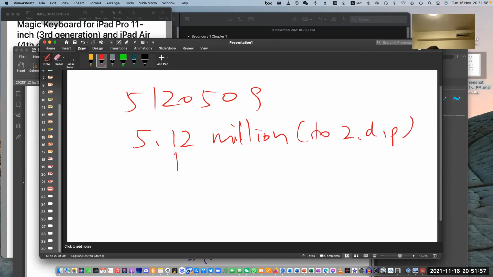Why? Can you not see? This is my first, this is my second, and then the third is 0, so I round down. So this is 2 decimal places. Okay, if you don't want to remember 5.12, you could have just 5 million. This is to one significant figure. Does it make sense to you now?